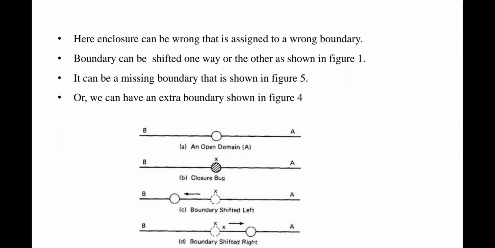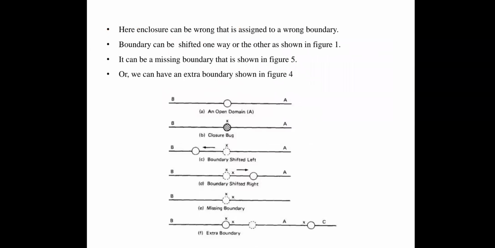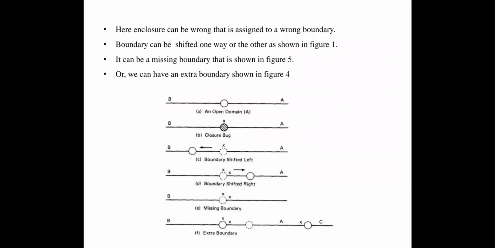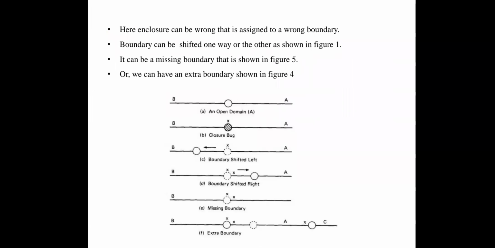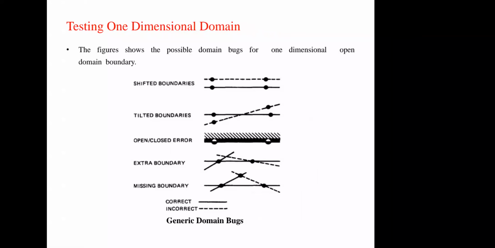So boundaries can be shifted one way or the other as shown in the figure. See, the boundary should be shifted one way, but it is shifted the other way. This is a bug representation that is shown in figure 1. So next, the missing boundary that is shown in figure 5. See here, actually one boundary has to be represented, but it is missed. That is called a missing boundary. The missing boundary is represented with a dashed line. Okay. So a dashed line is a missing boundary. So this is another bug.